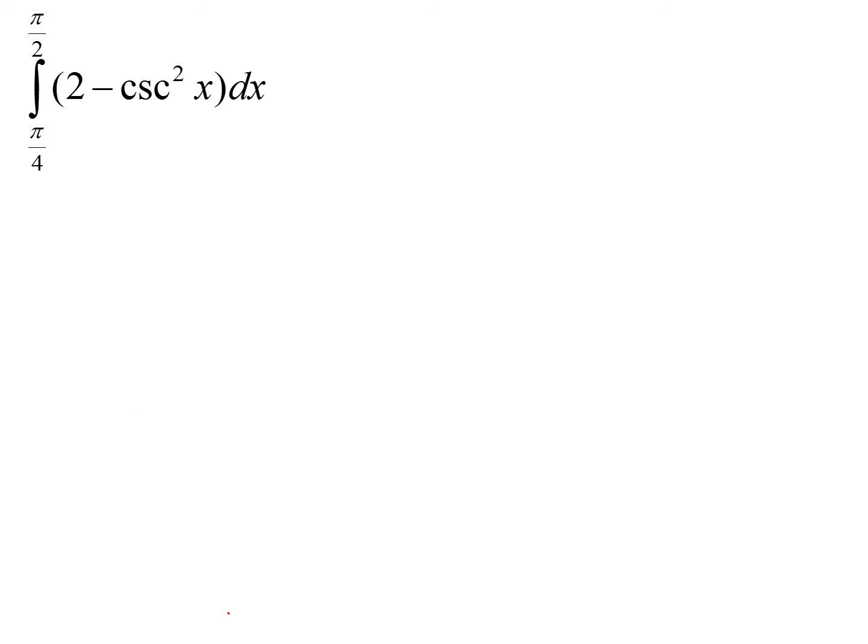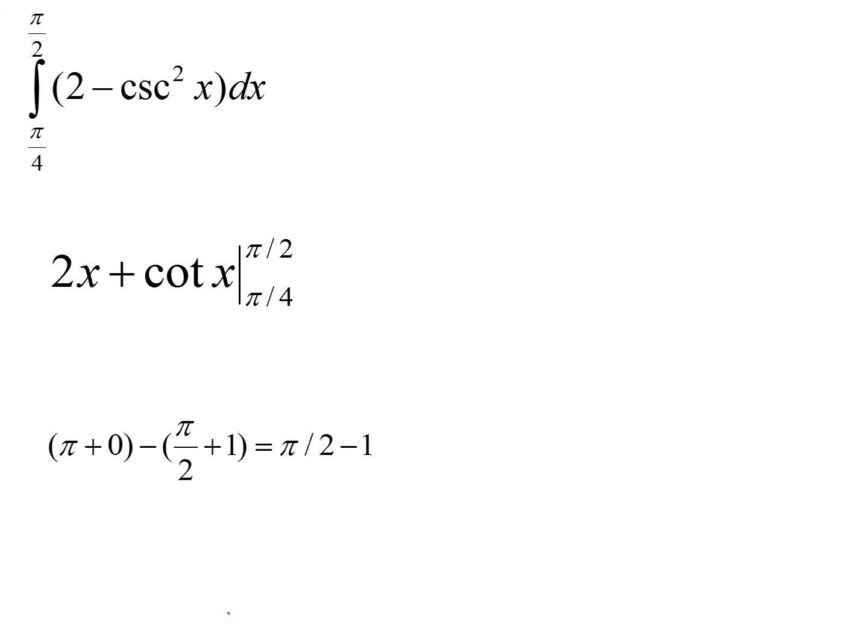Okay, here's another example, and I think I did this one with you. Basically, we're just going to integrate both of these. Now, cosecant squared x, that's just one of those you have to remember. And I think it's negative cotan x. So it's 2x plus cotan x, and then we're going to evaluate that from pi over 2 to pi over 4. And that simplifies to pi over 2 minus 1.